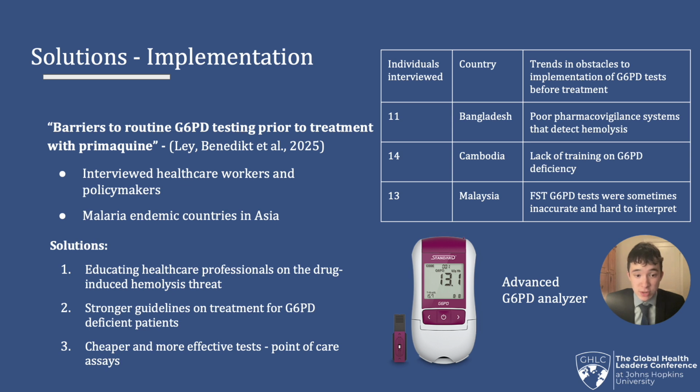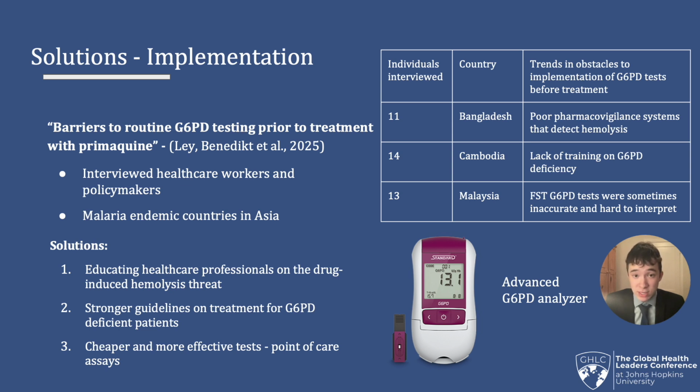With these obstacles and trends in mind, solutions would be, first, educating healthcare professionals on the drug-induced hemolysis threat to make sure they're aware of the complications that can occur. Stronger guidelines on treatment for G6PD deficient patients would be second, since more accessible and standardized information would help avoid confusion in the midst of medical emergencies. And lastly, cheaper and more effective tests, such as point-of-care tests that have a shorter evaluation time and less necessary expertise to use, would lead to better implementation as well.